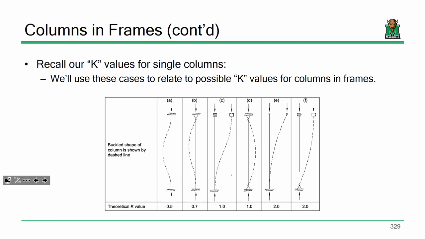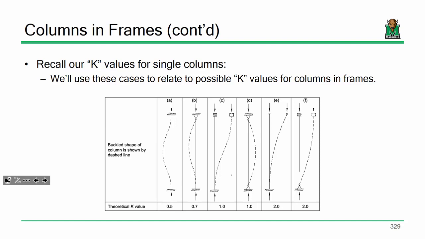All right, so I tell you what. I'm going to show you something real quick, and then we're going to call it. So here are our K values for columns by themselves, right? I want to show you something real quick. So I want to look at case A, B, and D, okay? So the reason why I'm looking at A, B, and D is these are the three cases where the ends of the column stay where they are, okay? They don't move.